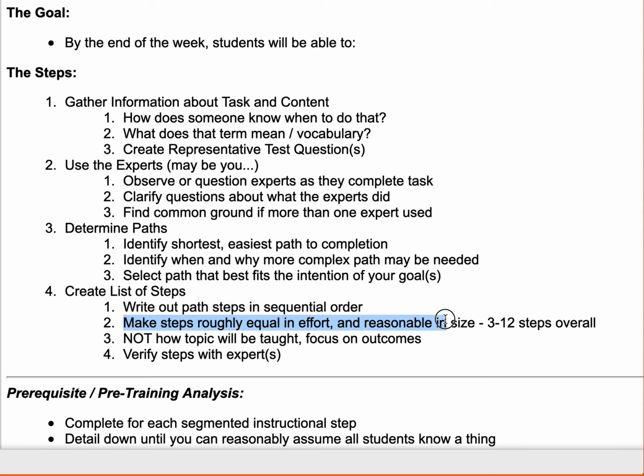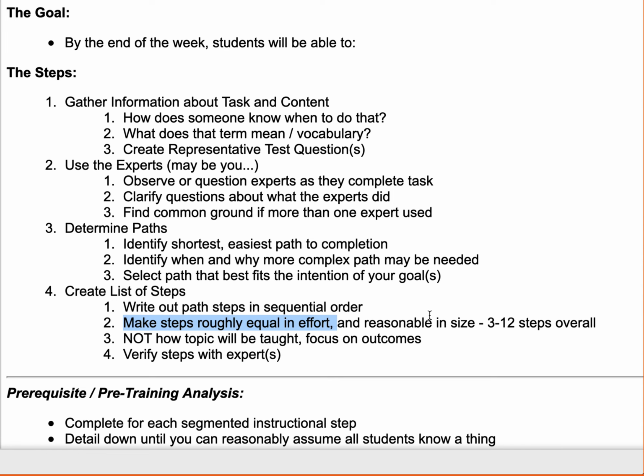Try to make the steps roughly equal in terms of effort. You don't want to have something where one step just asks them to answer a single true false question, and then the next step requires them to write a 10-page essay. You want these steps to be roughly the same in size. So if you find yourself with a really large step, you might need to break it up into smaller steps. Or if you find yourself with a couple of really tiny steps, maybe those can be combined into a larger step.